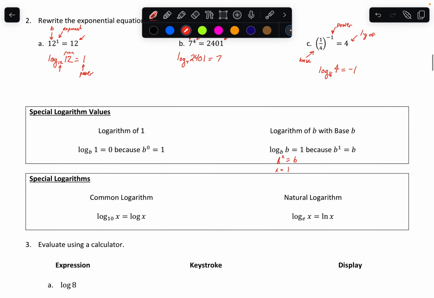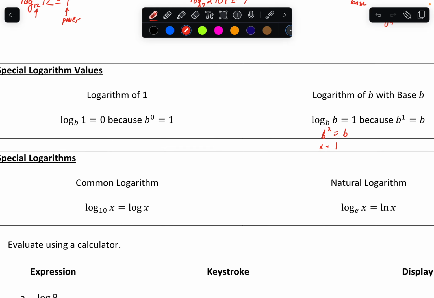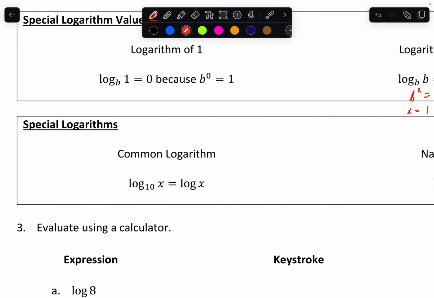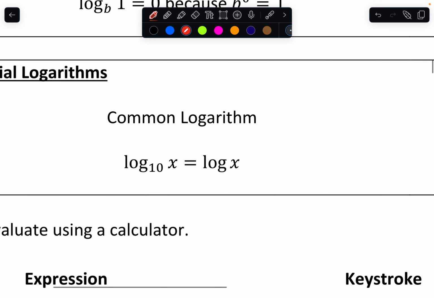Now, we're also going to be talking about some special logarithms. Special logarithms are just ones that have special bases. Anytime that you see log base 10, that's what we call the common logarithm or the common log. And what you can assume if you don't see a little subscript there, if you don't see a base there, is it's understood to be a 10. So log base 10 of x is the same thing as log of x, if you don't see the subscript there.